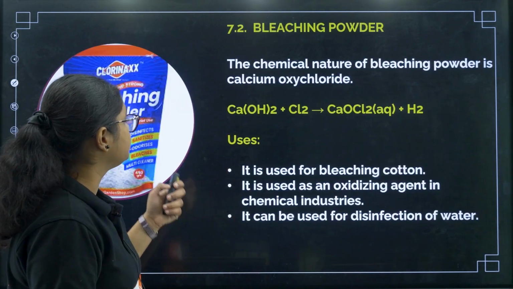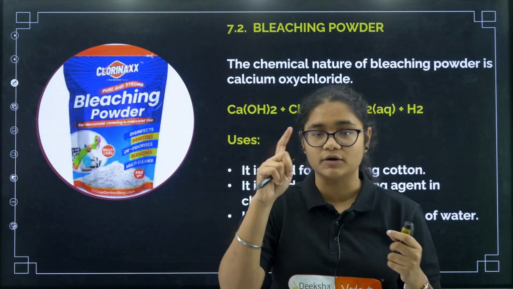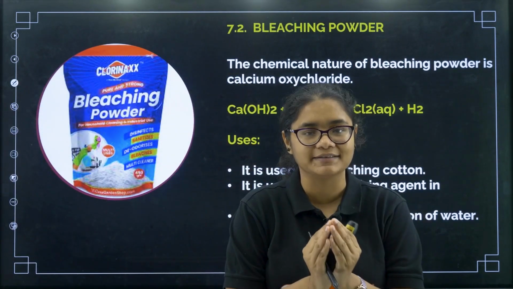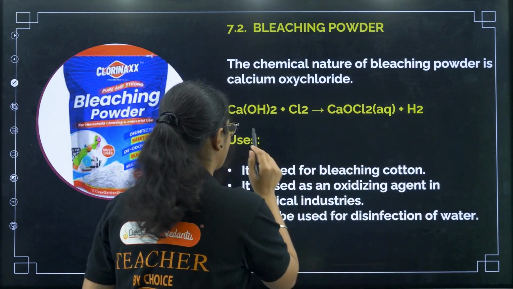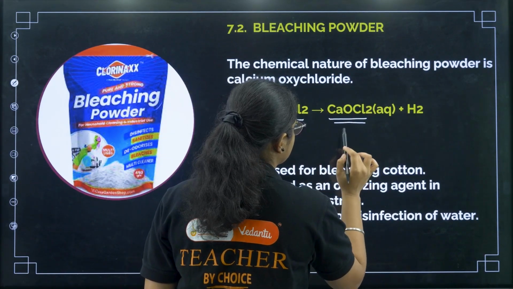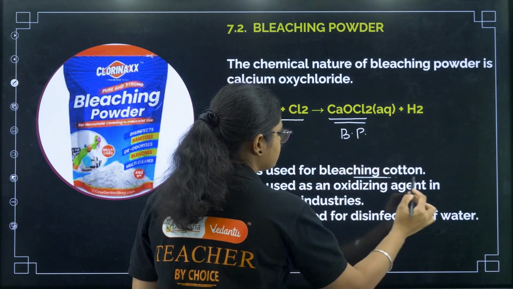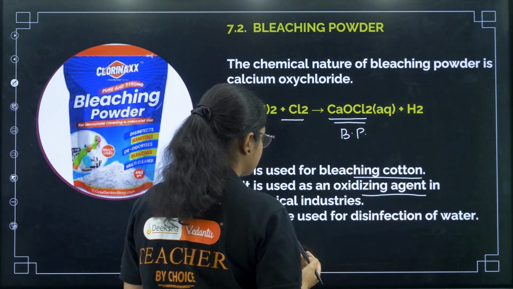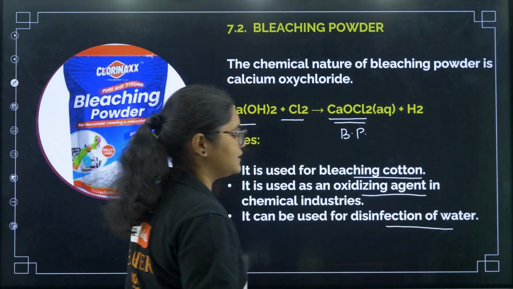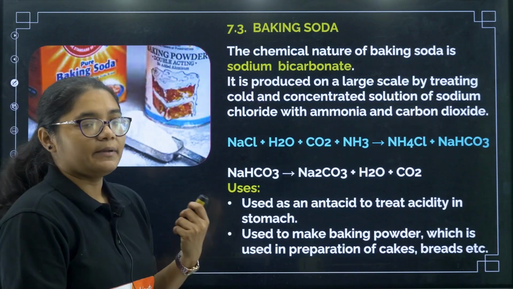Next coming to bleaching powder. If you remember, in the previous step we got chlorine, right, Cl2 gas was produced. So if you treat calcium hydroxide with chlorine, we get CaOCl2, which is nothing but your bleaching powder, okay. What is the use? It is used for bleaching cotton, as an oxidizing agent, and for the disinfection of water.